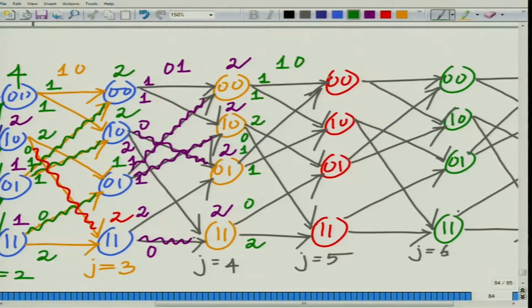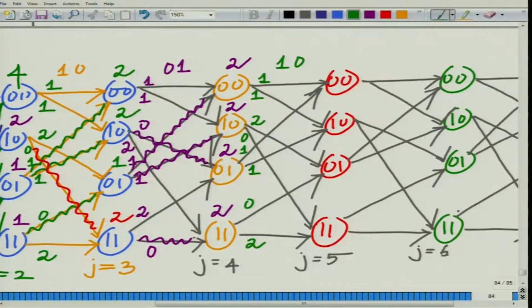So again, if you look at to 0 0, I can come via 0 0, that is minimum distance will be 2 plus 1, that is 3, or from 0 1 minimum distance will again be 2 plus 1, 3. Now here what we see is we have a tie. When we have a tie, then obviously the minimum distance can correspond to anyone. So we can choose any particular branch, it does not really matter. So in this case, I will choose the top branch.